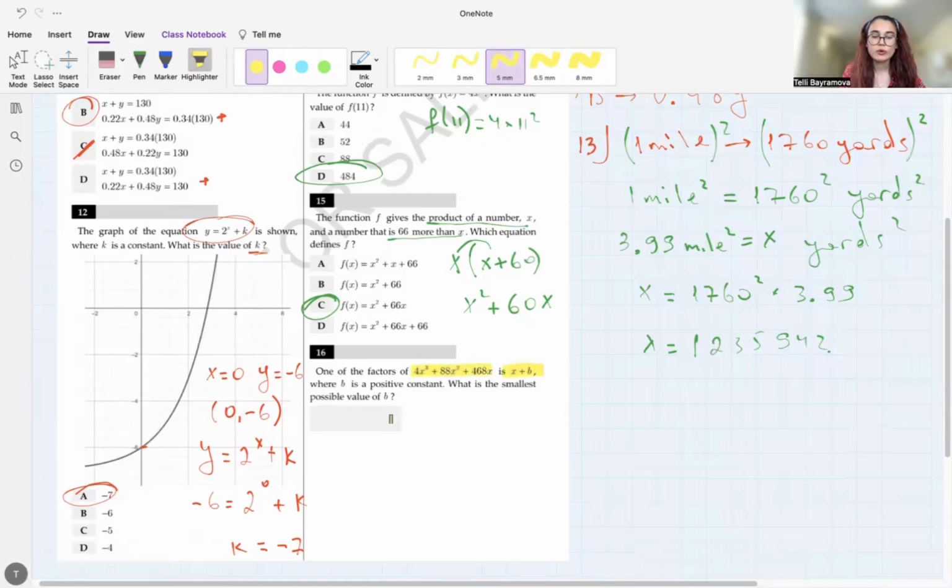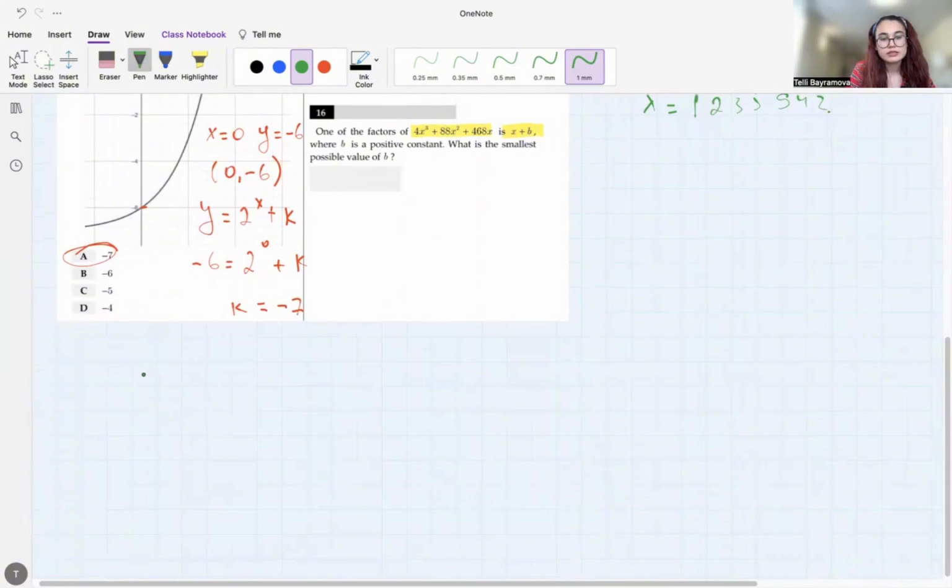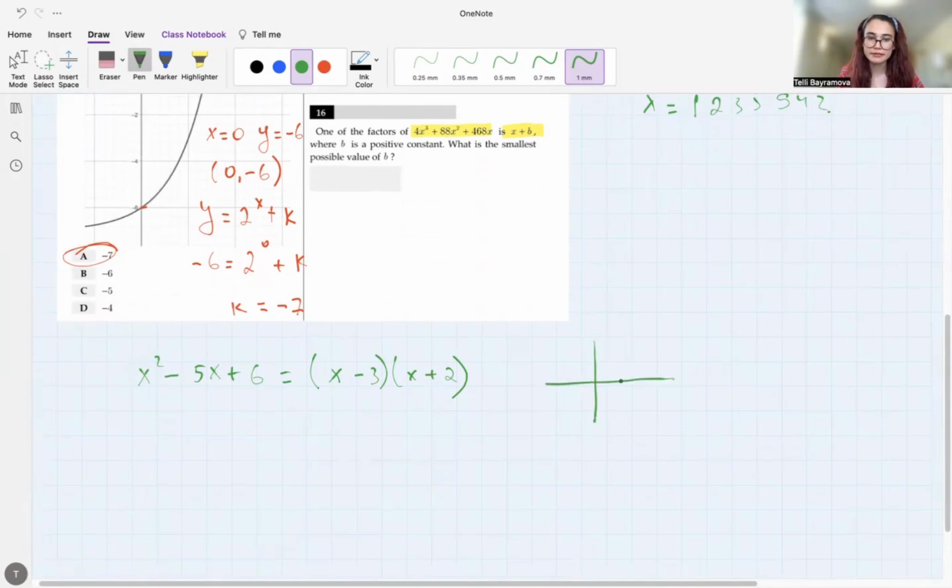One of the factors of this is x plus b, where b is a positive constant. What's the smallest value of b? Again, let's write this one to the calculator, because as you know, for example, let's look at x squared minus 5x plus 6. What are the factors of it? X minus 3, x minus 2. Sorry, 2 and 3, which are the roots. x1 is 2, x2 is 3. So that's why it's x minus 2 and x minus 3.